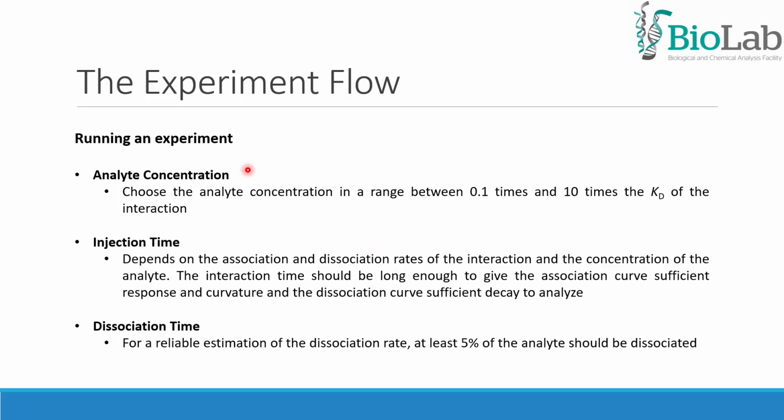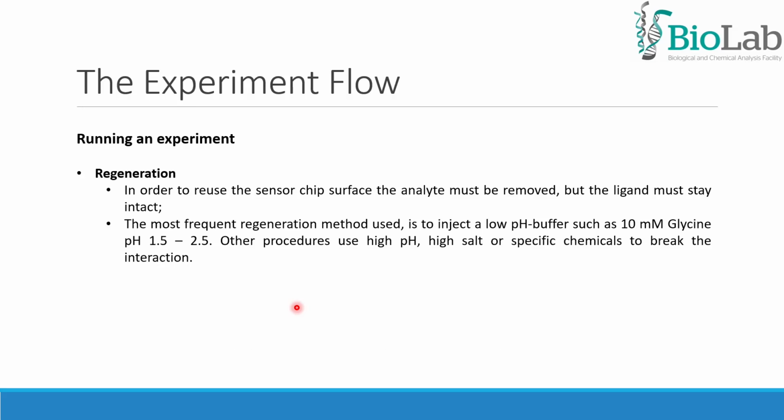Regarding the analyte concentration, it should be between 0.1 and 10 times the KD if you know it. The injection time should be long enough to give the association curve sufficient response and curvature, and the dissociation curve sufficient decay to analyze. The dissociation time should also be enough for at least 5% of the analyte to be dissociated. In order to reuse the sensor chip surface, the analyte must be removed, but the ligand must stay intact. The most frequent regeneration method used is to inject a low pH buffer, but there are other procedures.